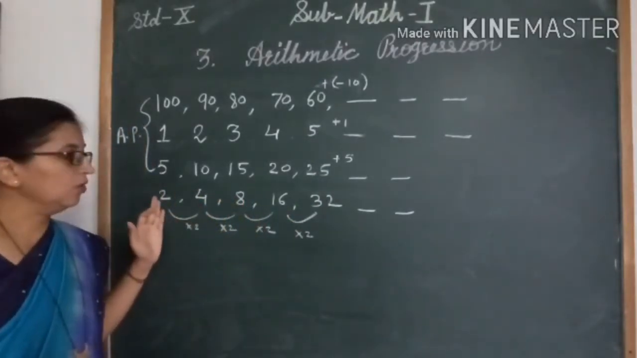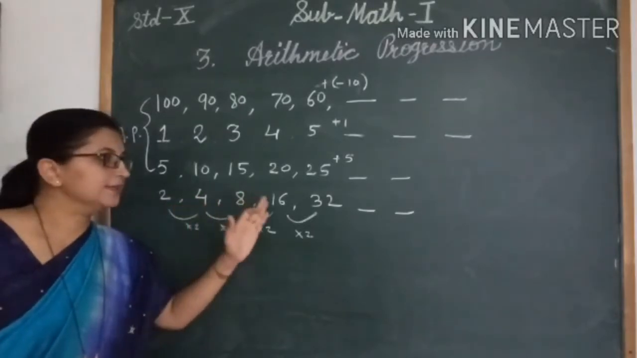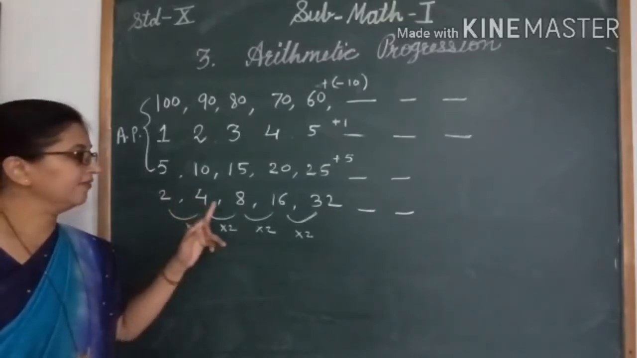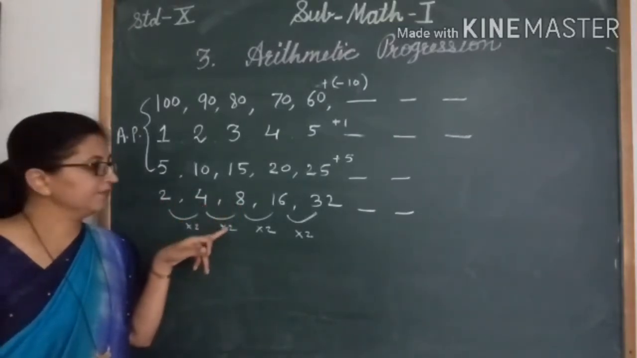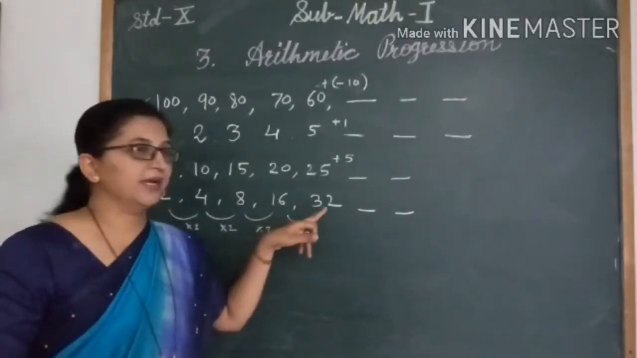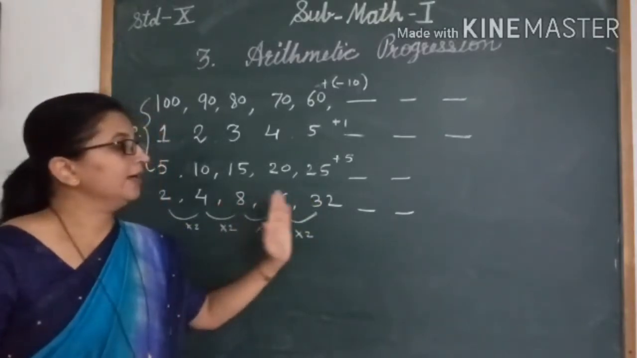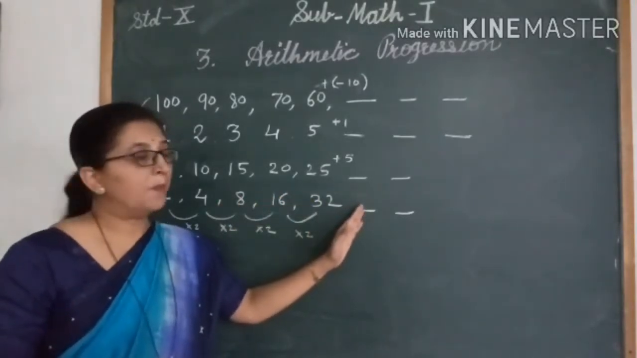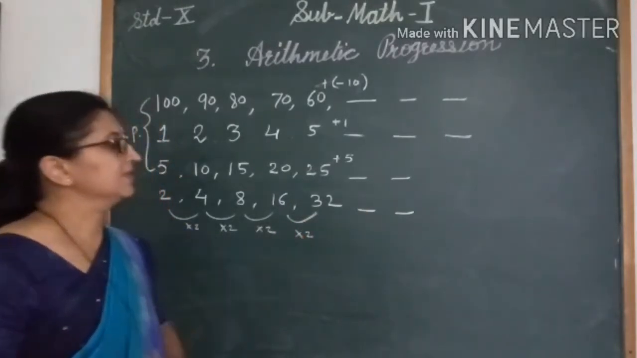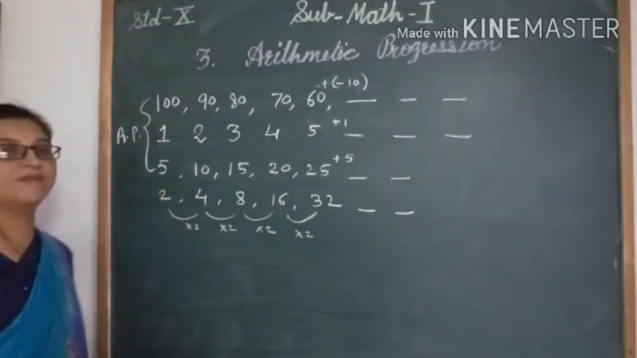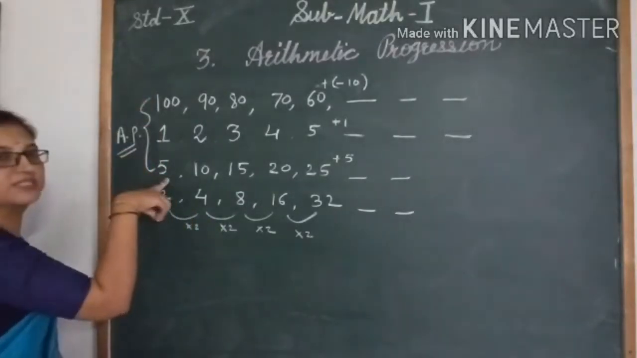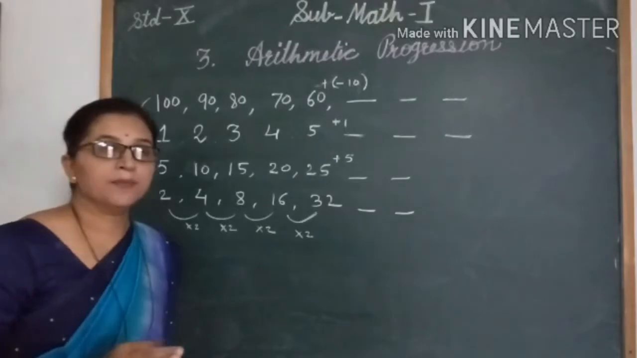Now here, 2, 4, 8, 16. We get 4 by multiplying 2 by 2. Then we get 8, as 4 is multiplied by 2. Then 16, as 8 is multiplied by 2. And 16 multiplied by 2 gives 32. It means that here, to get the succeeding term, we have to multiply each preceding term by 2. So dear friends, the first 3 sequences we can call arithmetic progressions.